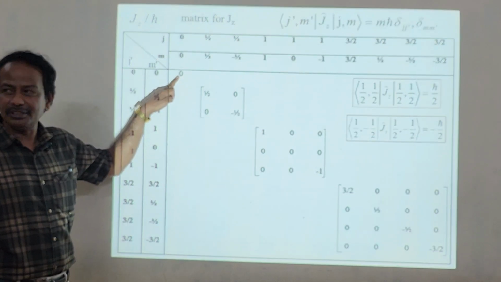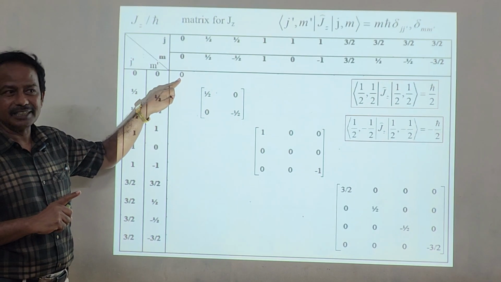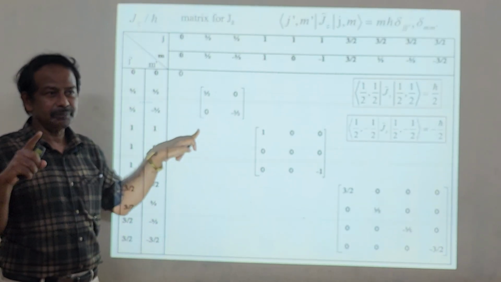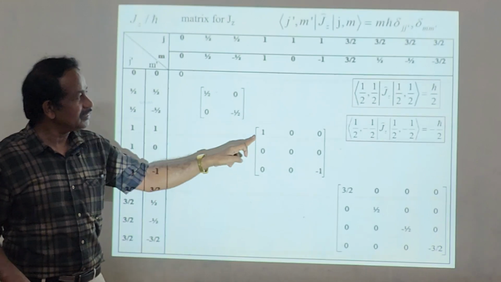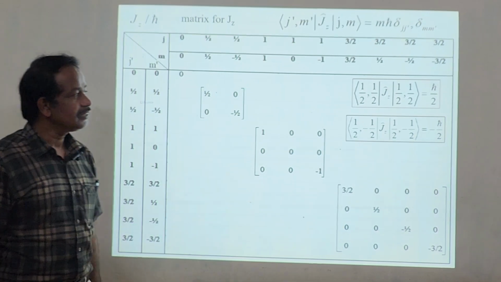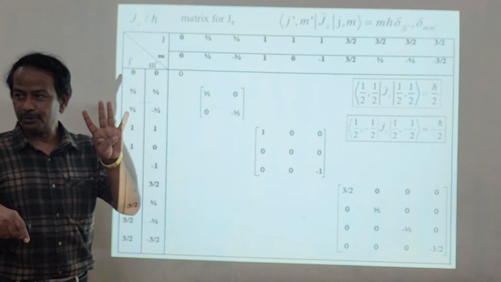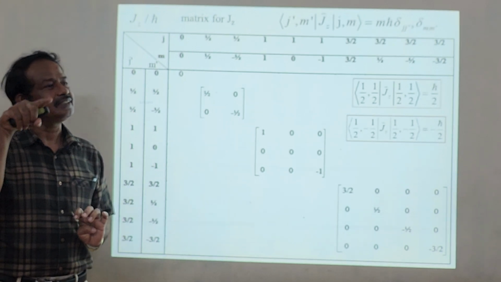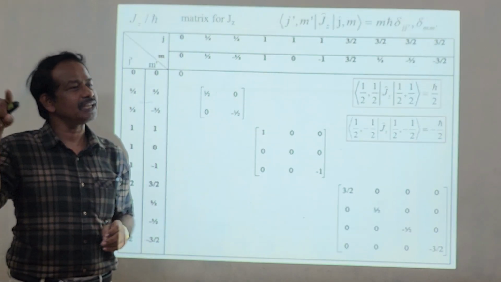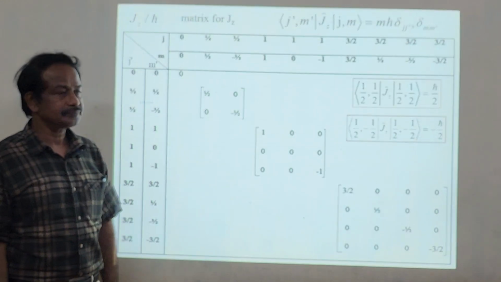Now the first element which we calculated, can you remember? 2j plus 1 for j equal to 0, so we obtain only 0. Matrix element, only one element, so we have written 1 here. For the next one, j equal to 1 by 2, we obtained this one, 1 by 2, 0, minus 1 by 2. For j equal to 1, we obtained this one. Similarly, for j equals 3 by 2, use 2j plus 1, 2 multiplied by 3 by 2, so 3 plus 1, that will give you 4. We'll have a 4 by 4 matrix, correct? Okay, any doubt?